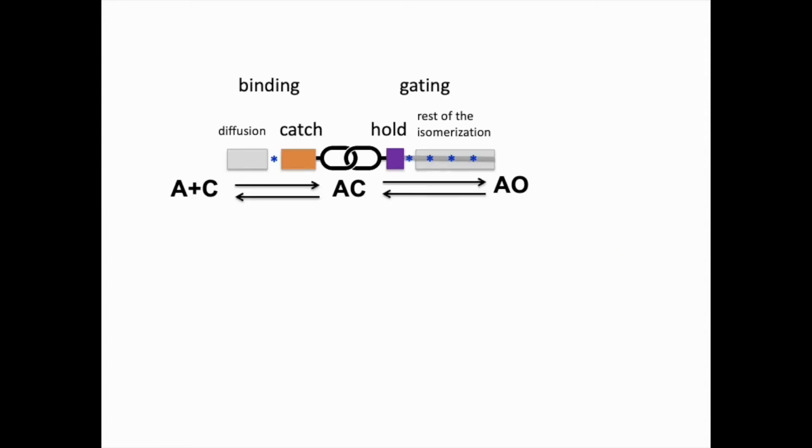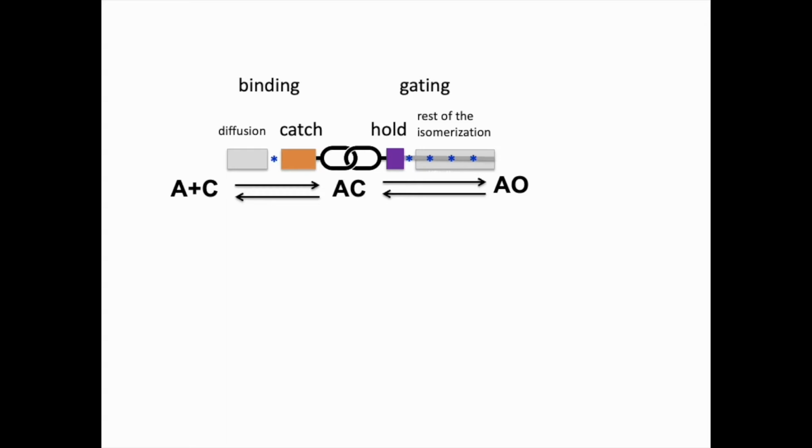This is where we left off in Chapter 3. We had divided binding and gating into sub-events. Binding involves the diffusion of the ligand to the binding site and then a local rearrangement of the binding site to establish the low-affinity complex. Gating involves a number of protein motions, one of which is called hold, and that's another local rearrangement of the binding site that switches the affinity between low and high, between weak and strong binding.